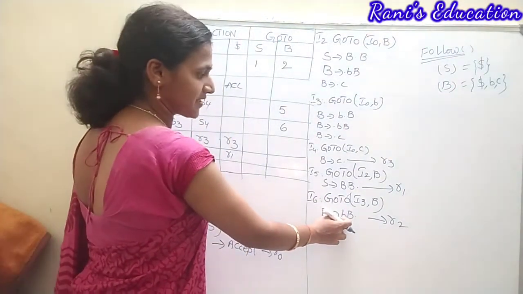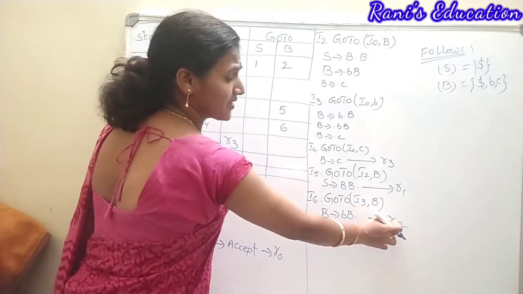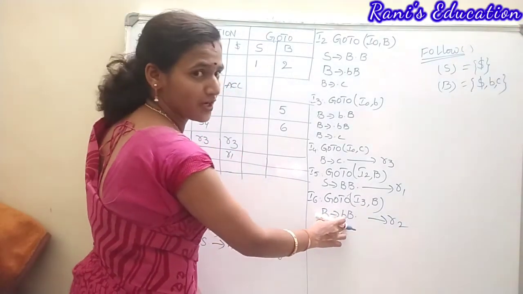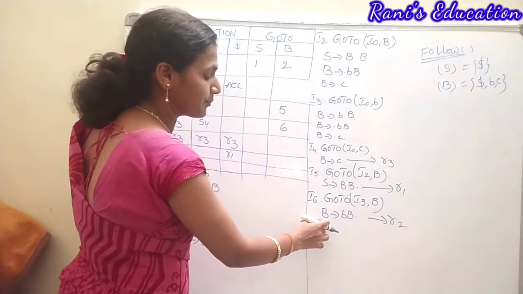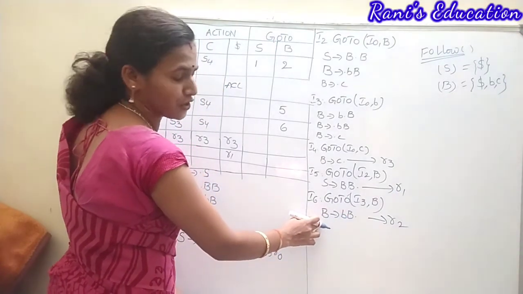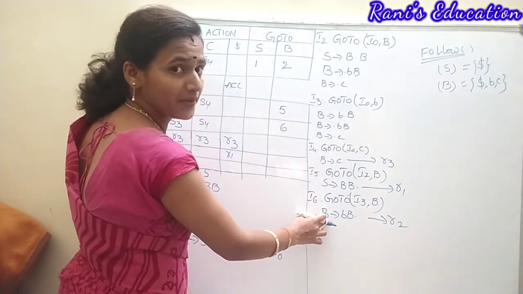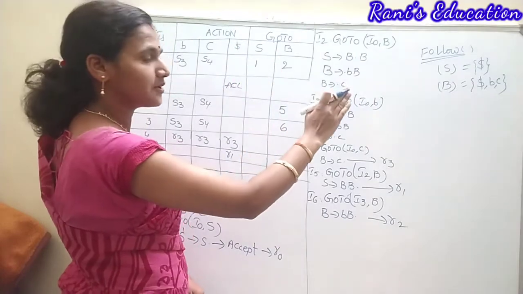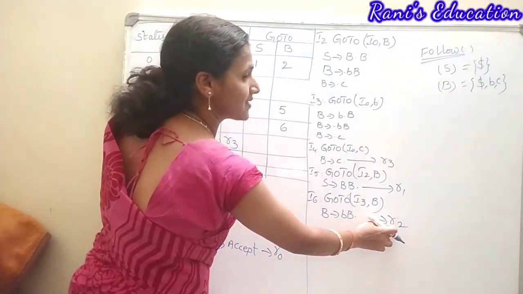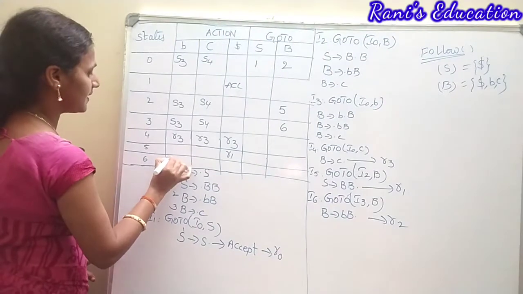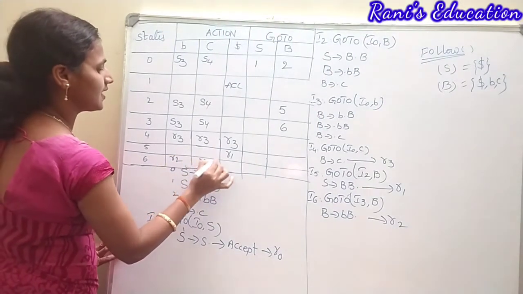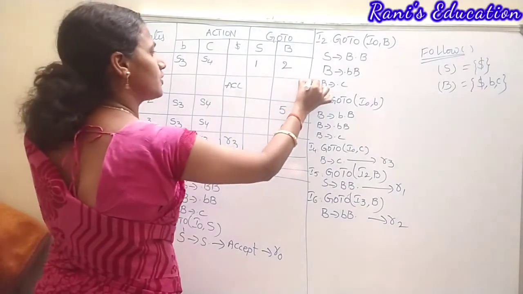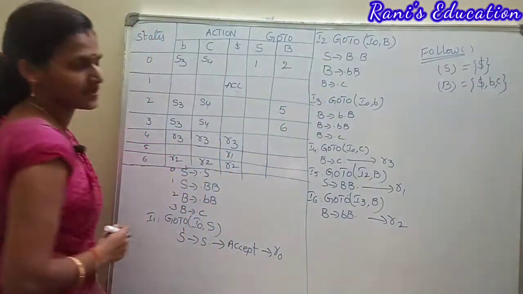This is also a completed item, right? The reduction number is R2, isn't it? So in I6, we have a reduced production. So we need to compute the follow of the LHS of the reduced production. That is, what is follow of B here? Follow of B is dollar, B and C. Under those terminals, we are going to write the reduction number as R2. Under B, under C and under dollar. Right? This is how we are going to construct the SLR parsing table.